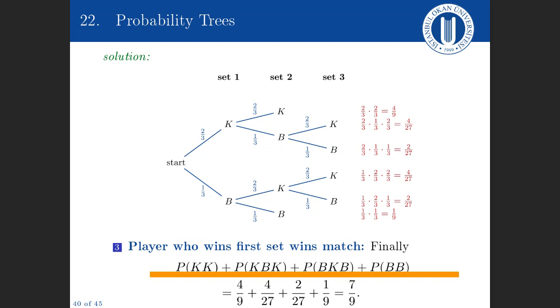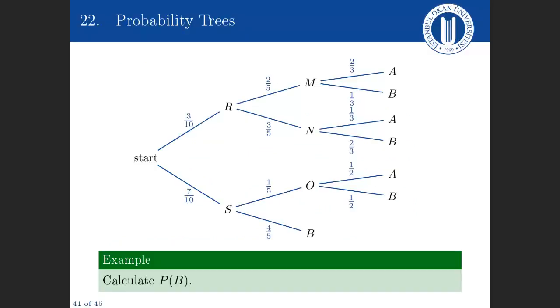Let's do another example. This time we're given this probability tree and we're asked to calculate the probability of B. Well, where's B? There's 1 here, 1 here, 1 here, and 1 here. We need to calculate the probability of each of these 4 branches, and then we need to add them together.